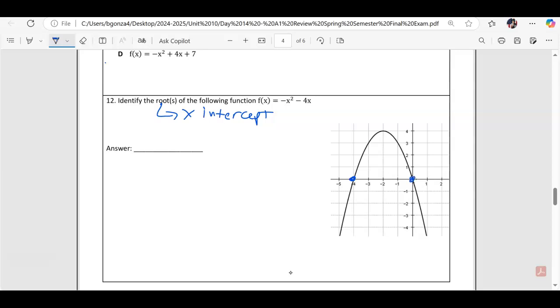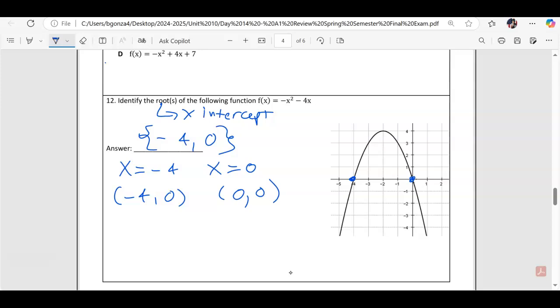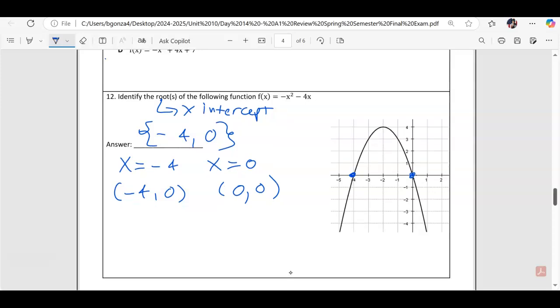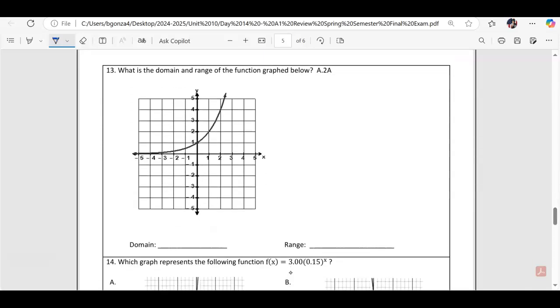-4 and 0. Another way to write it is x equals -4, x equals 0. Another way to write it is -4, 0, and 0, 0. These are just 3 different options. You have set notation, solutions, and ordered pairs. That's what a root is, x-intercept. Domain and range, it's going forever to the left and forever to the right. All real numbers.